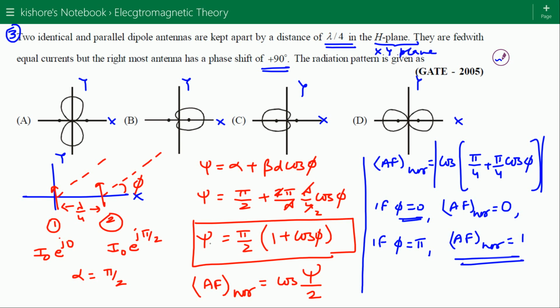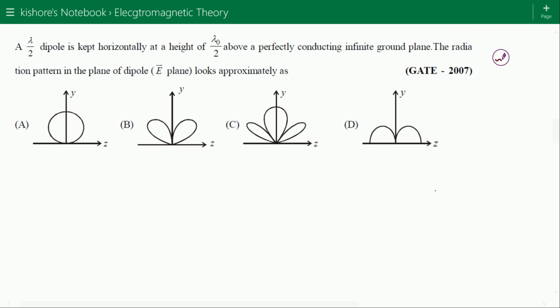Okay. So in C option, here phi is along x, positive x-axis, phi is 0, and in negative x-axis, phi is 180 degree. So when phi is 0, the field pattern is 0 because the array factor is 0, and when phi is pi, the field pattern is maximum because the array factor is maximum. So C is the correct option. So this is basically the case of cardioidal array.